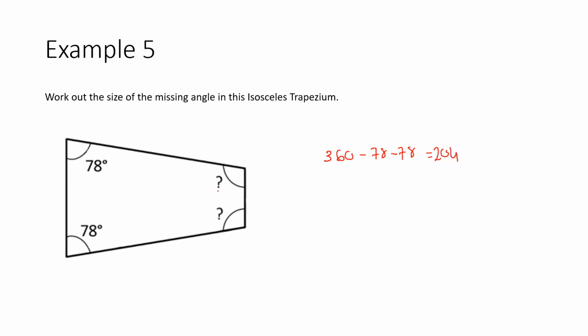And now, because these two values are also equal to each other, we can do 204 divided by 2, which gives us a value of 102 degrees. So both of our missing angles are equal to 102 degrees.